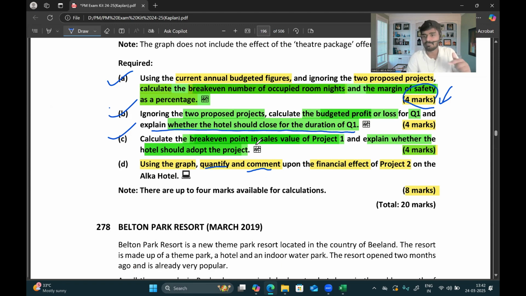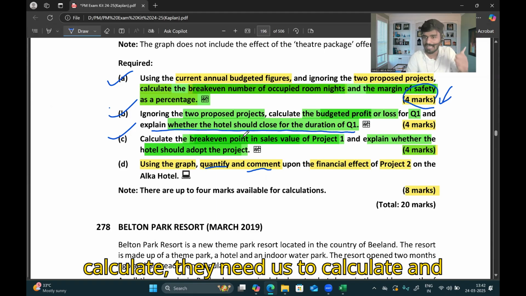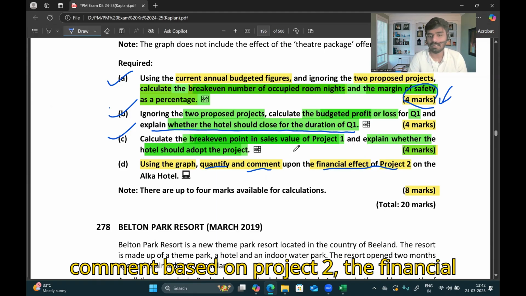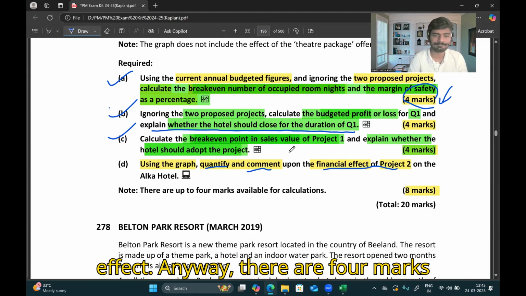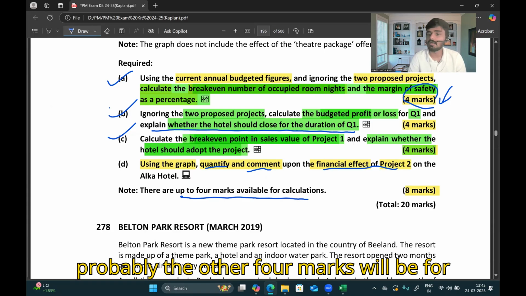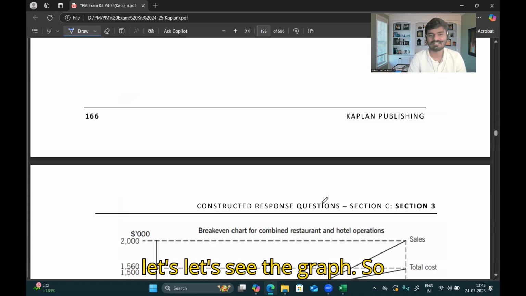It's like an evaluation. We need to calculate and comment on the financial effect of project 2. Anyway, there are 4 marks available for calculations, and most probably the other 4 marks will be for the comment we make. Anyway, let's see the graph.